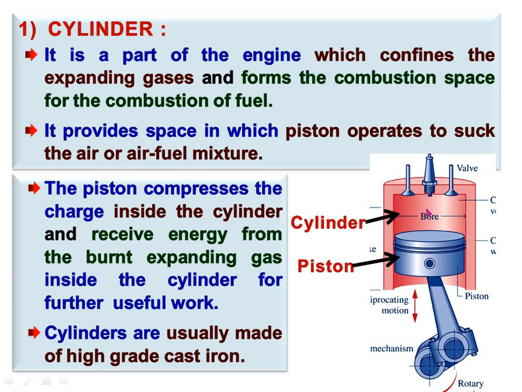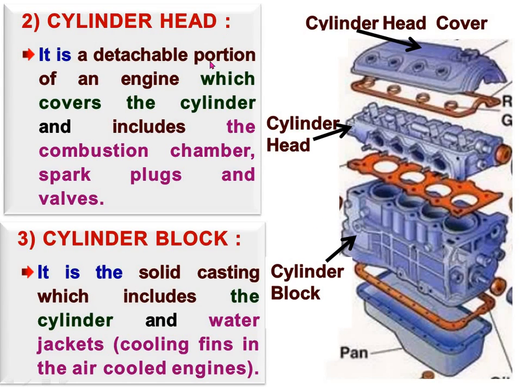So, ultimately, the engine cylinder acts as a combustion chamber, and also it provides the space for expanding gases, and then the pressure of the expanded gases is transmitted to the piston. Cylinders are usually made of high grade cast iron. Means, generally high grade cast iron is used for making the cylinder. Now, second part is the cylinder head.